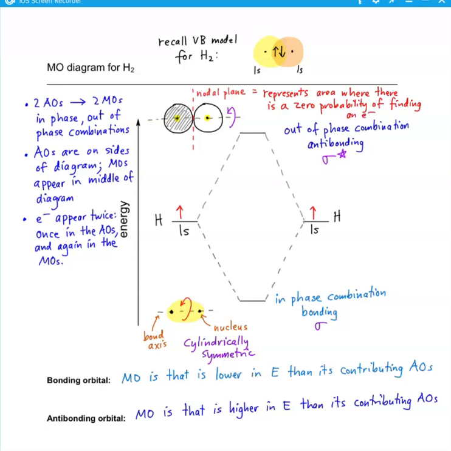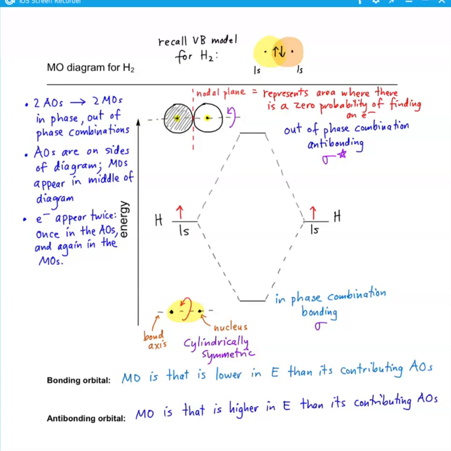Okay, so that has a consequence for how we think about things, but speaking of electrons, we haven't finished our diagram yet. So we brought two 1s orbitals together. We combined them in phase and out of phase. We've labeled everything. We have the bonding, the sigma bonding orbital, and the sigma star antibonding orbital. And now all we need to do to finish the task is to take the electrons that came in with the hydrogen atoms and put them in their new home.